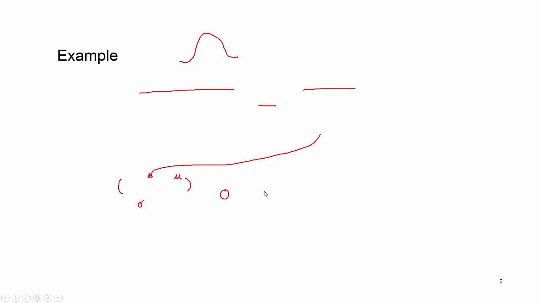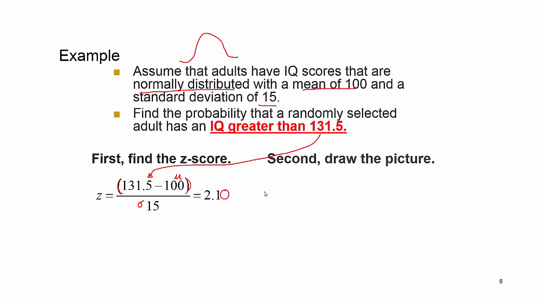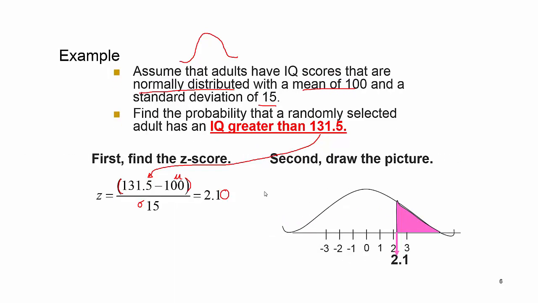And what we're going to do next is draw the picture. So I have on the standard, notice that I put the mean of 0 in the middle. I didn't put the mean of 100. So you always want to graph on the standard distribution. And I approximated where 2.1 is, and I shaded to the right because I want to find the IQ greater than.